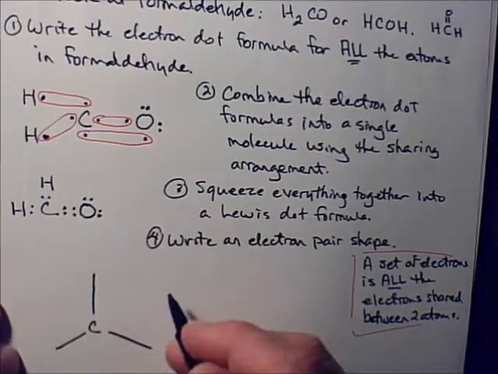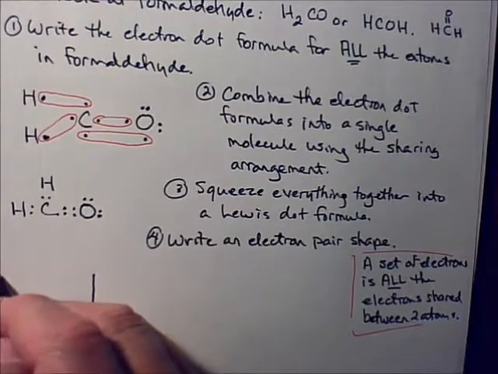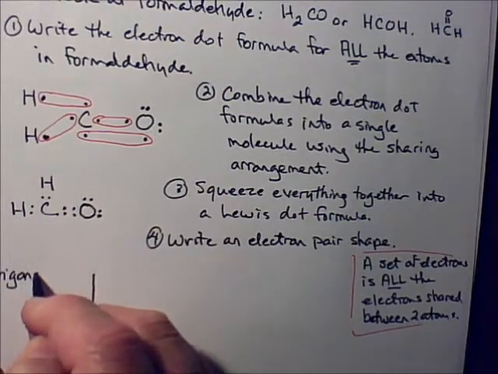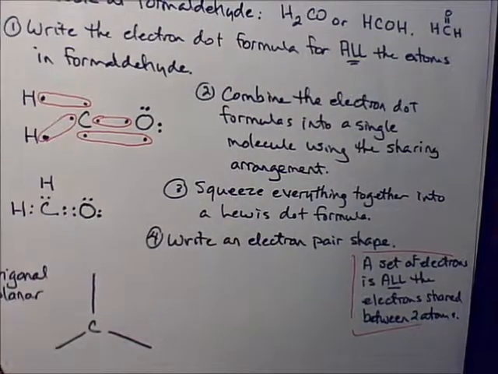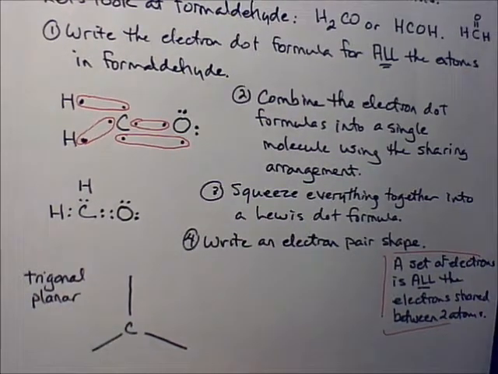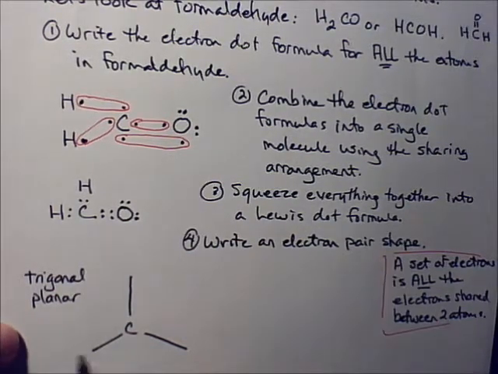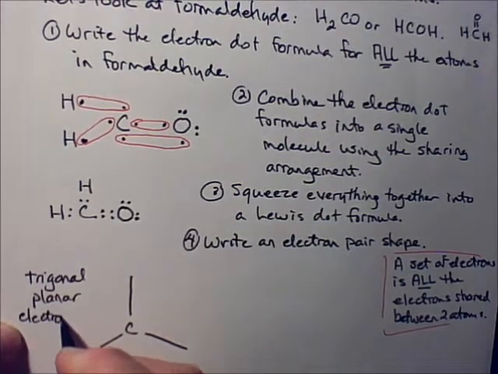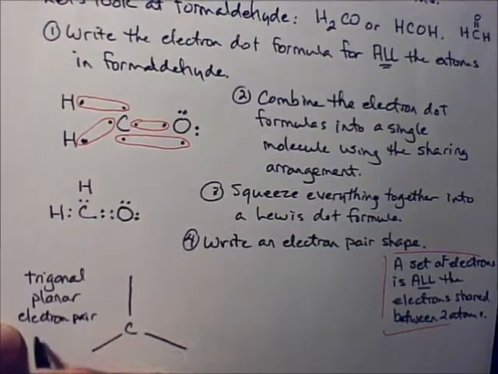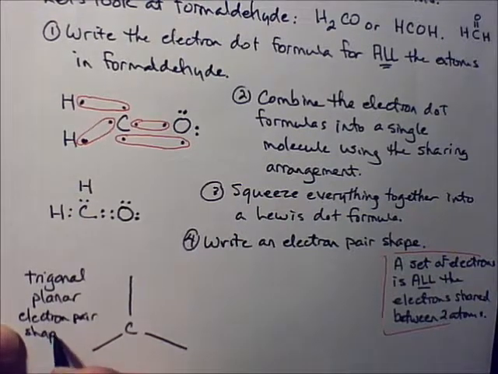So this is going to be called trigonal planar. That's the name of the shape. The three-dimensional name of the shape, the geometry of this thing, is called trigonal planar. But we're going to write the electron pair shape. So this is going to be a trigonal planar electron pair shape when we're done.